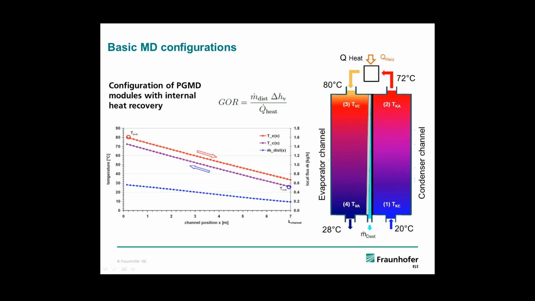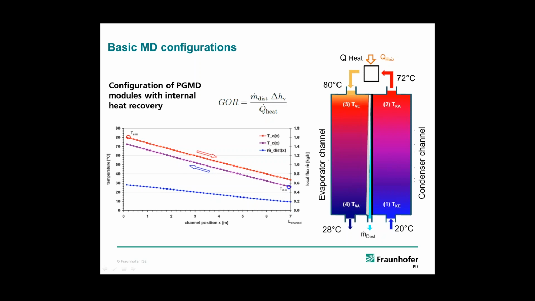The easiest design configuration is direct contact membrane distillation, as I showed you before. There's a hot saltwater stream on one side of the membrane and a cold pure water stream on the other side, and water vapor passes through the membrane and is condensed on the permeate side.